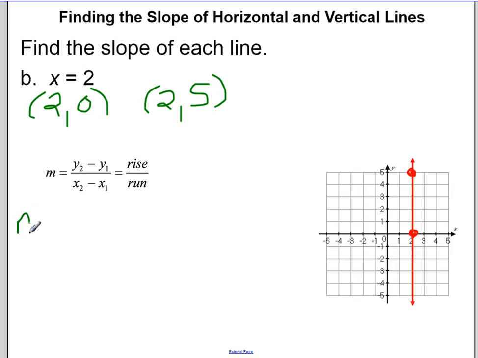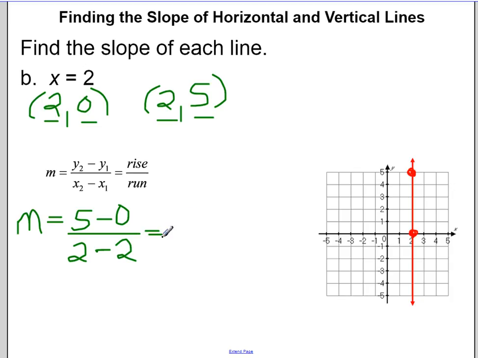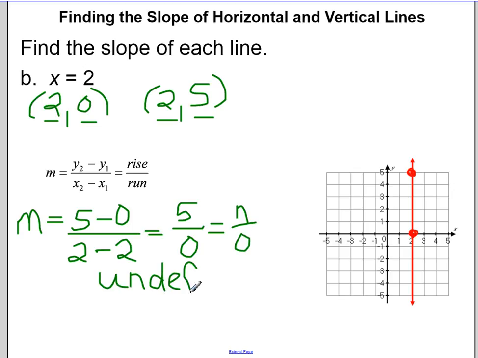By applying this slope formula, we get the y2 of 5 minus the y sub 1 of 0, and in the denominator, your x sub 2 is 2 minus your x sub 1 is 2. And here we get 5 over 0. In fact, anytime you have a number divided by 0, what we get is undefined. So the slope we consider is undefined because we can't divide by 0. If you try that in your calculator, it'll say either error domain or just error.